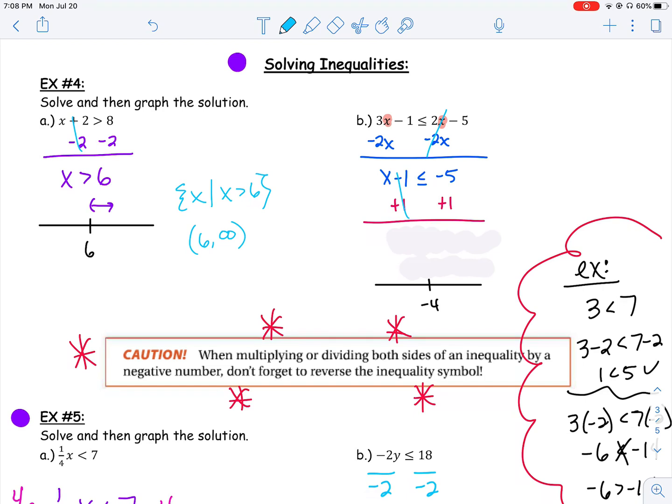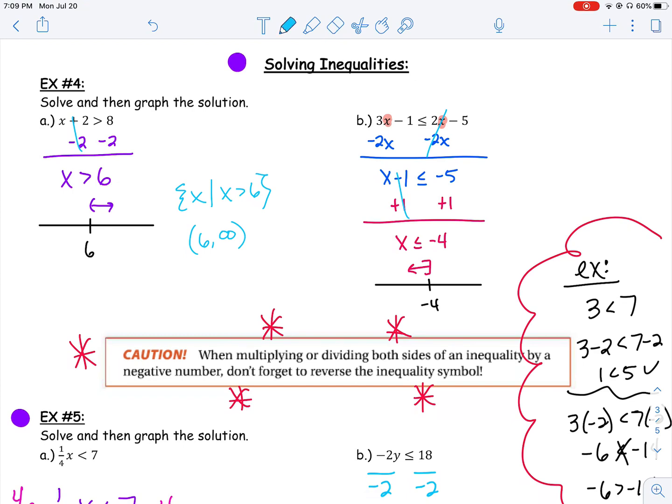Negative 1 plus 1 is 0. So then I just have x left on that side. I end up with a solution that says x is less than or equal to negative 4. When I go to graph it, I'm going to put negative 4 on my number line. Since it's less than or equal to, I'm going to put a bracket, and then less than symbolizes I'm going to go anything less than negative 4, or to the left.